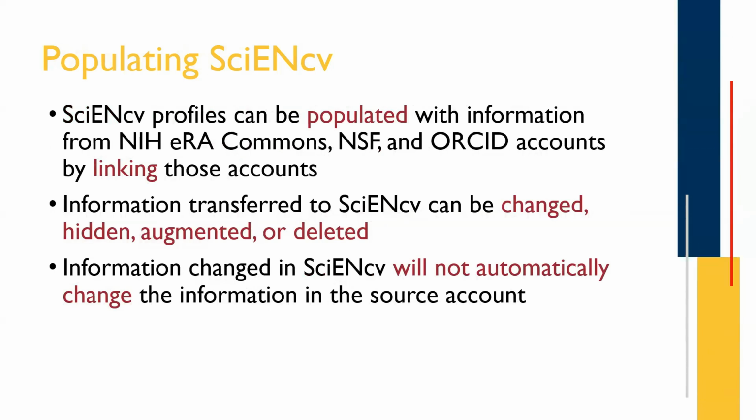So when you're populating SciENcv, there's multiple ways to do that. They can be populated with information from NIH ERA Commons, NSF, and ORCID accounts by linking those accounts. But information transferred to SciENcv can be changed, hidden, augmented, or deleted once it's in SciENcv. However, that information that's been transferred to SciENcv will not automatically change in the source account if you change it in SciENcv. So you'll have to change them in both places if you're wanting to make that change.